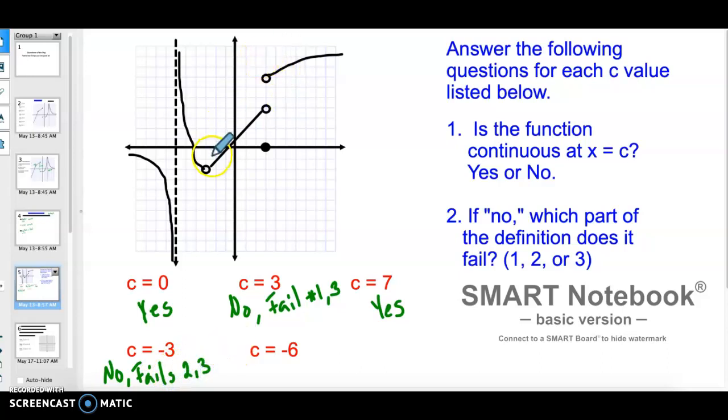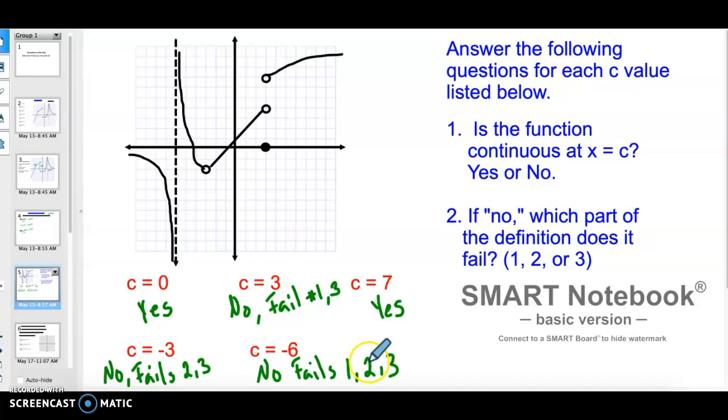And then at x is negative 6, 1, 2, 3, 4, 5, 6. Right away, you should hopefully see that asymptotic discontinuity. So this one is not continuous. The first test is the limit exists. The left and the right sides don't meet, so it fails number 1. There is no solid dot because there's an asymptote, so it fails number 2. So it also has to fail number 3.